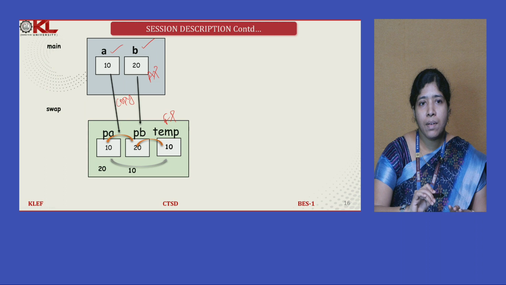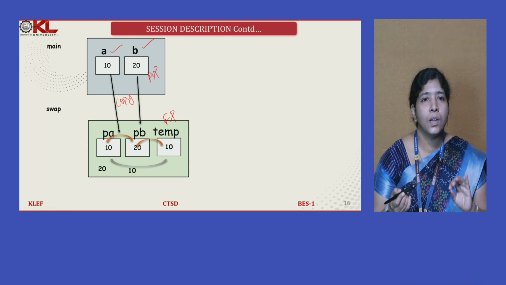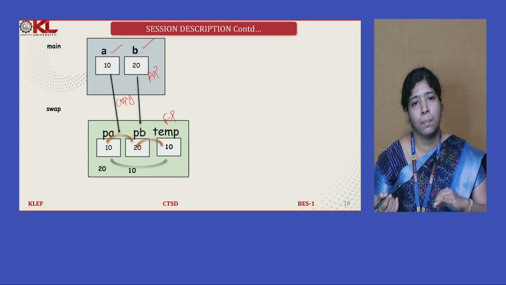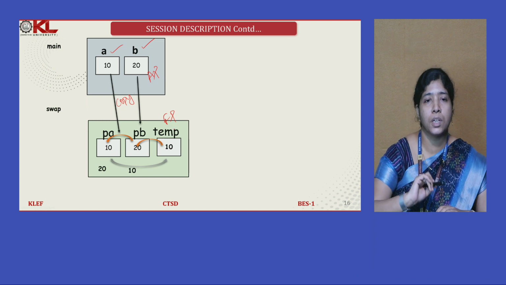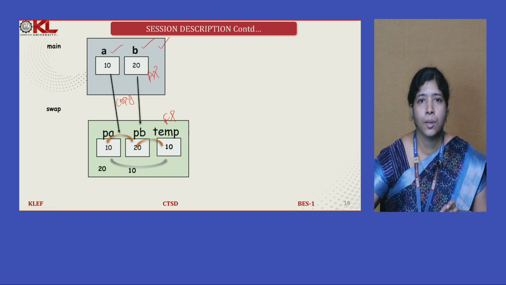Just A value is having a copy in PA, B value is having a copy in PB, and now I am performing the operation here. So this is not going to reflect the original values. This is your call by value. What about your call by reference there?